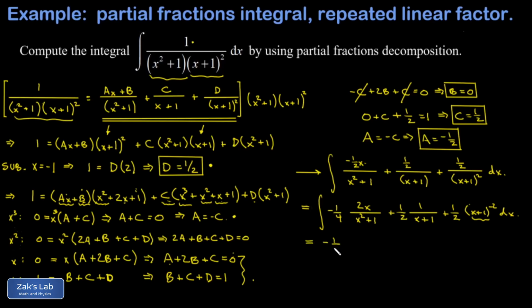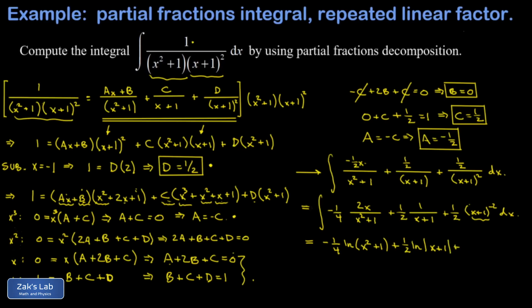And in my first term, the negative 1/4 is a spectator, and I get the natural log of the absolute value of that denominator. Well, the denominator is guaranteed to be positive, so let's just drop the absolute value signs and write natural log x squared plus 1. Then in my second term, again, I have the derivative of the denominator sitting in the numerator. That's just 1. I get natural log absolute value x plus 1.